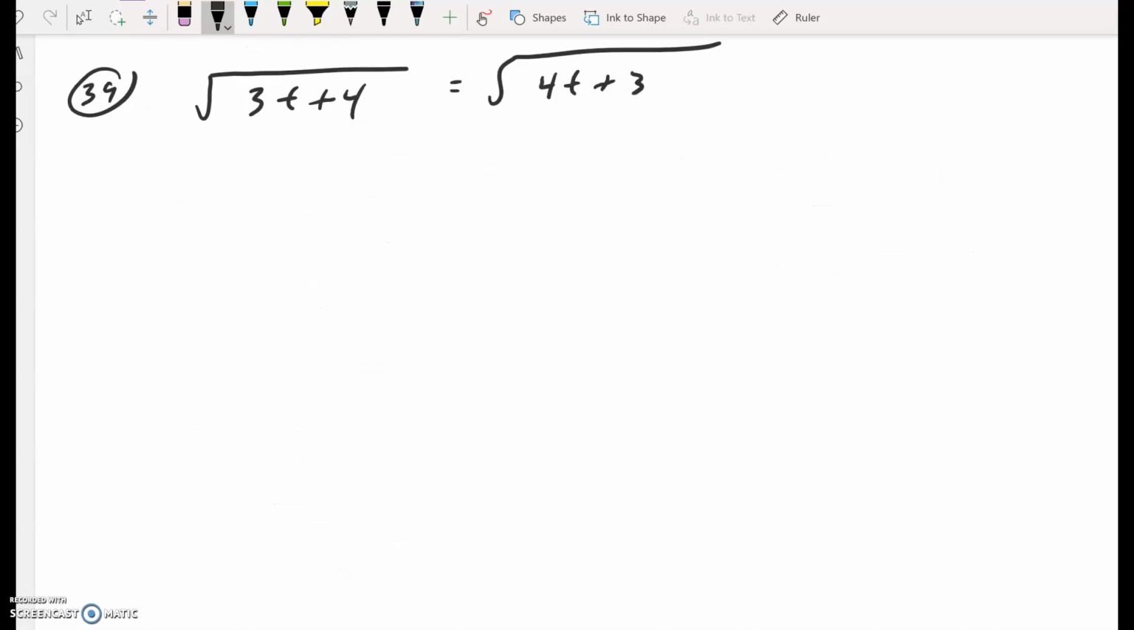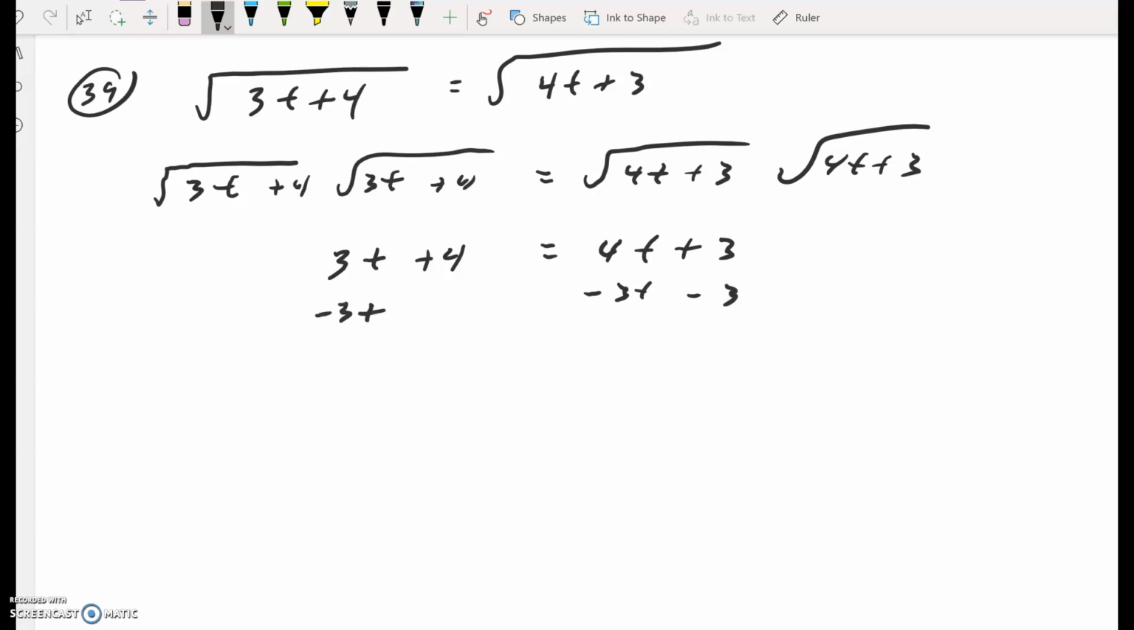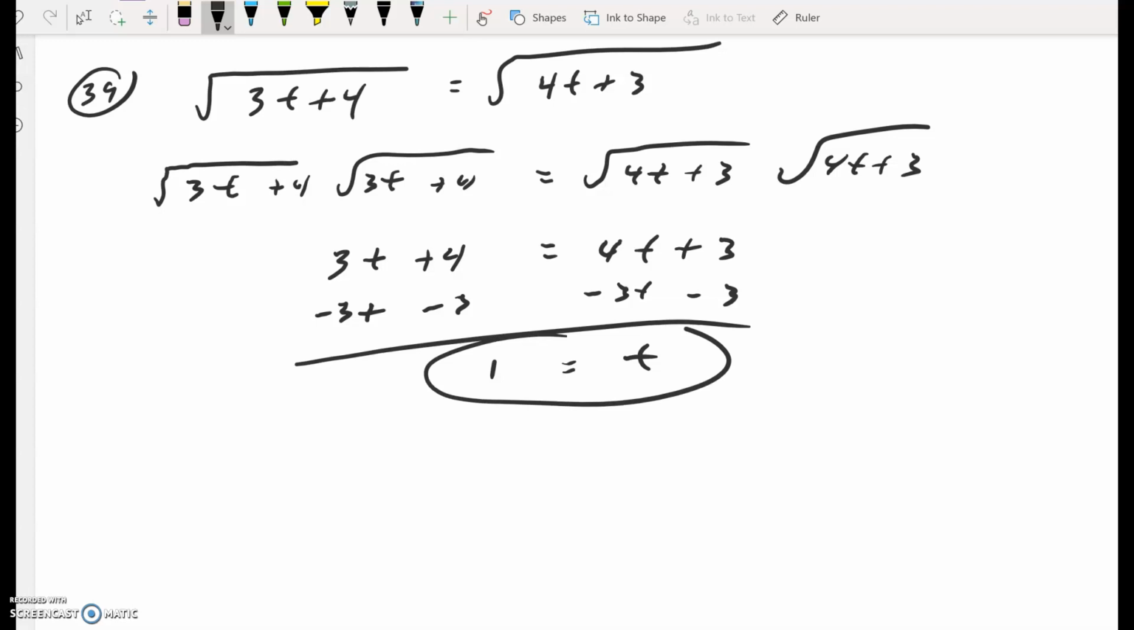Be warned. Here we're going to multiply each side by itself, the square root of 3t plus 4 times the square root of 3t plus 4 equals the square root of 4t plus 3 times the square root of 4t plus 3. This is, of course, 3t plus 4. This is, of course, 4t plus 3. Subtracting 3t from both sides and subtracting 3 from both sides, I get t on this side and 1 on this side. So I think t equals 1 is the solution.